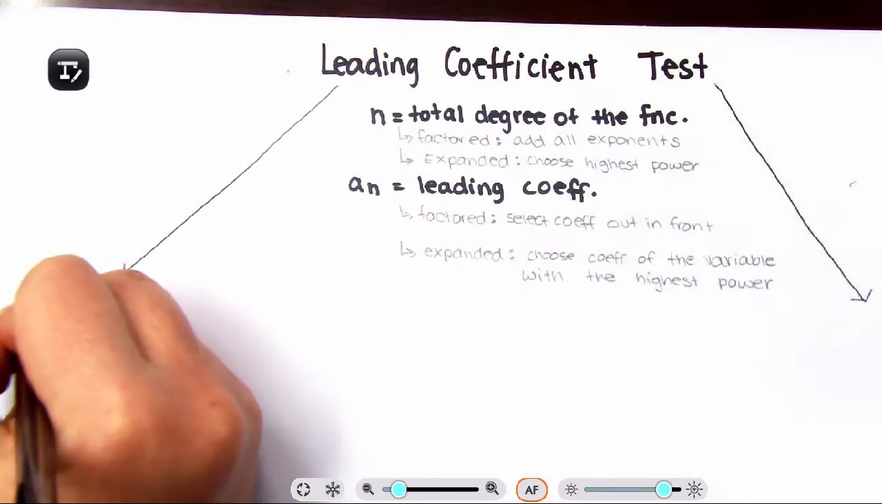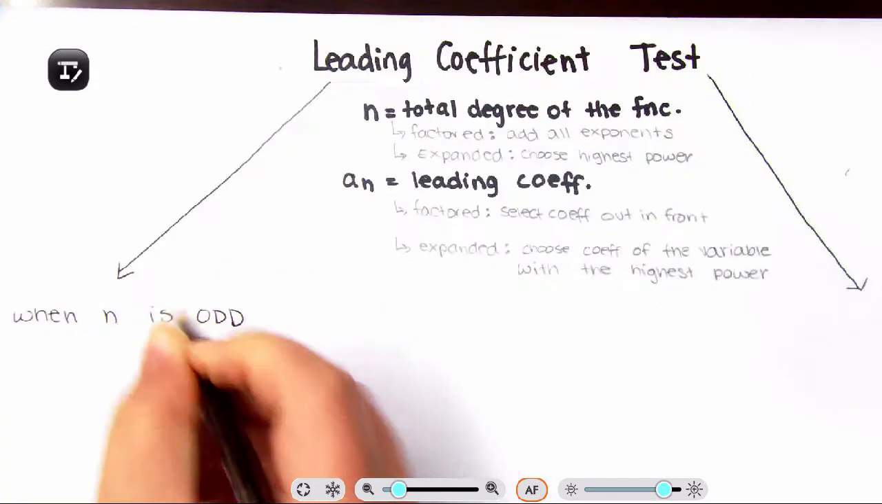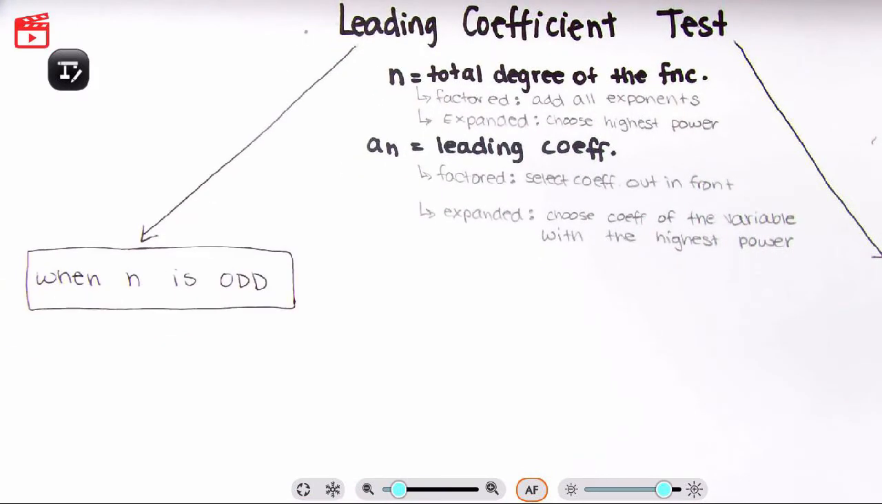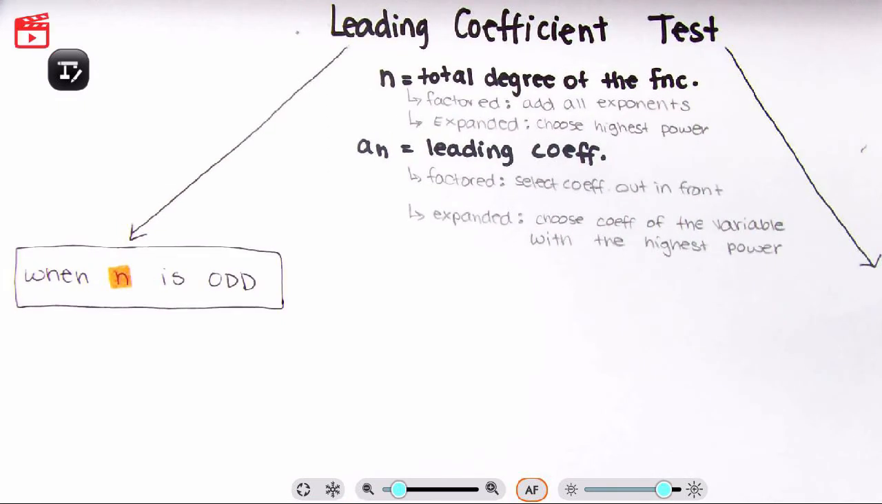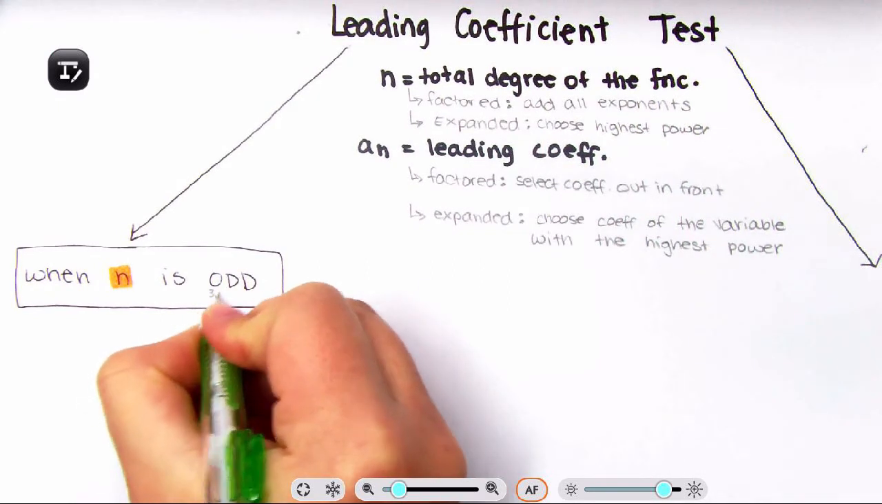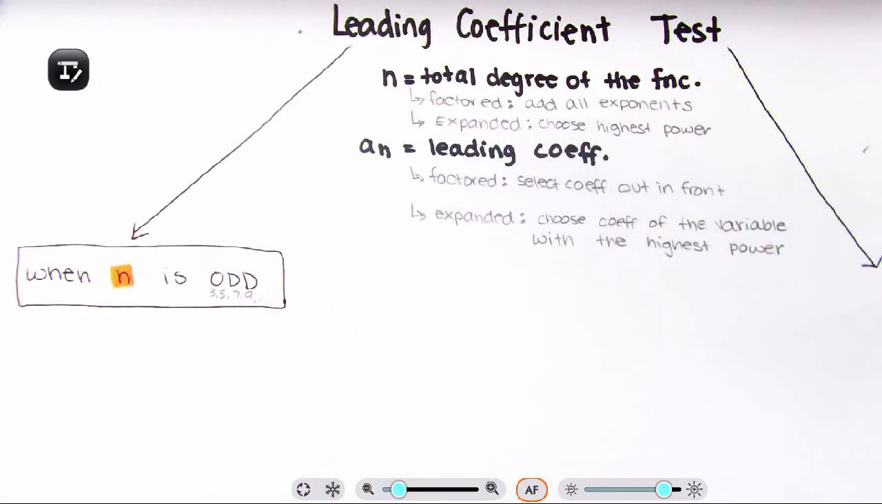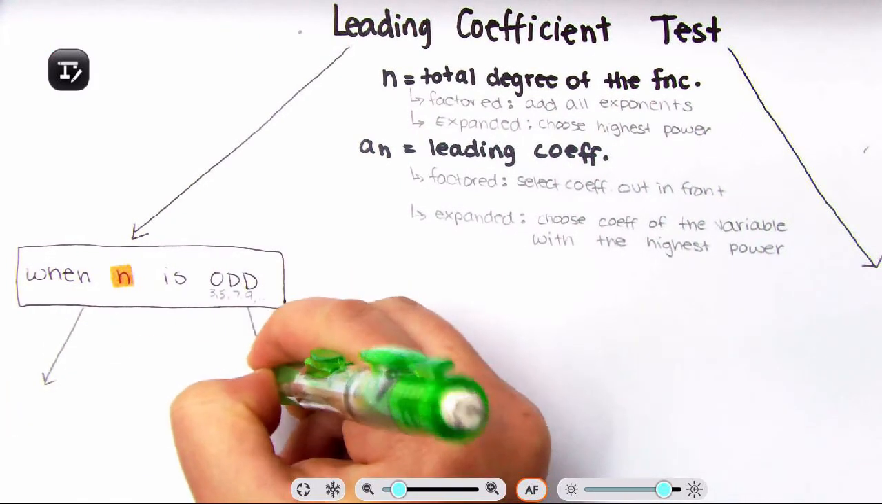So when n is odd, I'm going to put that in a bubble. So when n is odd, again, n is the total degree of the function. So we want the total degree of the function to be odd. What numbers are odd? 3 is odd, 9 is odd, 7 is odd. So make sure you're looking at 3, 5, 7, 9. Those are all odd numbers. So when your total degree of the function is odd, you have two choices.